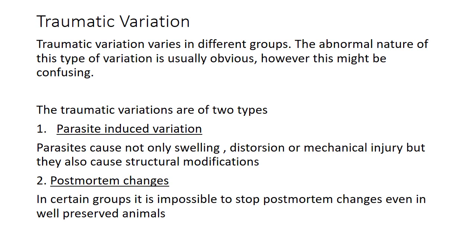Traumatic variations vary in different groups. The abnormal nature of this type of variation is usually obvious. However, this might be a cause of confusion while doing the taxonomic work. Apart from such familiar effects of parasitism such as swelling, distortion, and mechanical injury, parasites may produce conspicuous structural modifications as well. In the bees, parasitism by stylopes frequently results in a reduction in the size of the head, enlargement of the abdomen, and changes in the pubescence and wing venation. It also commonly results in the formation of intersexes.